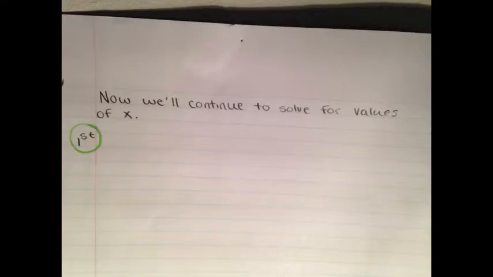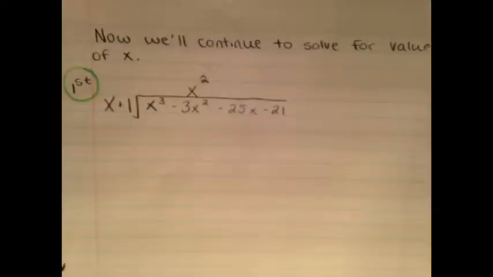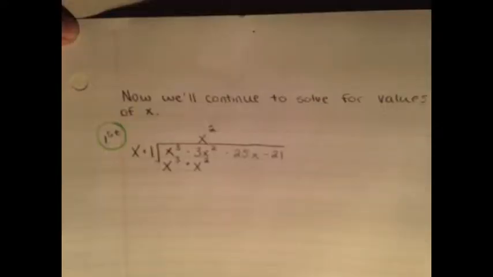Step to solve for more factors is long division. Next, we'll set up our long division equation using x plus 1 as our divisor and x cubed minus 3x squared minus 25x minus 21 as our dividend. Now you have to think, when multiplied to x, what would give me x cubed? I get x squared. You then put x squared on top of the equation and multiply it in to x and then to plus 1.